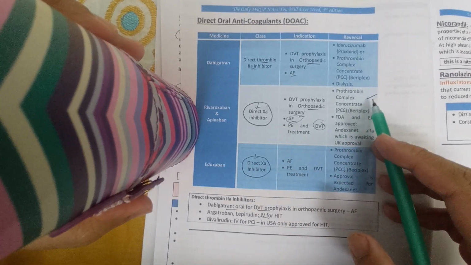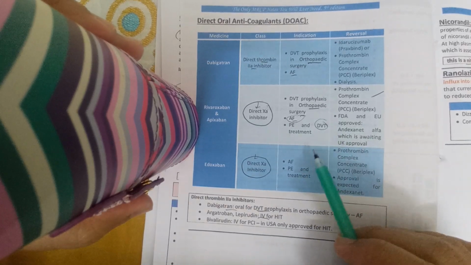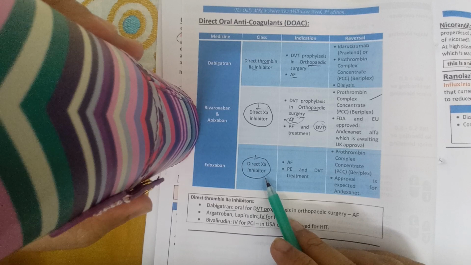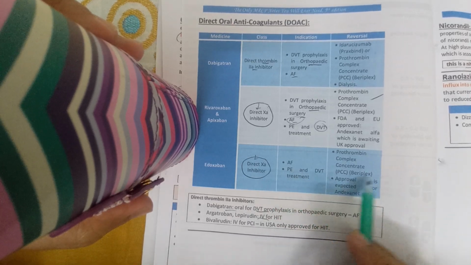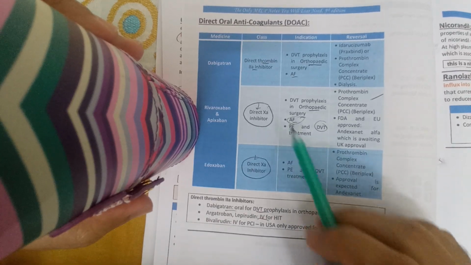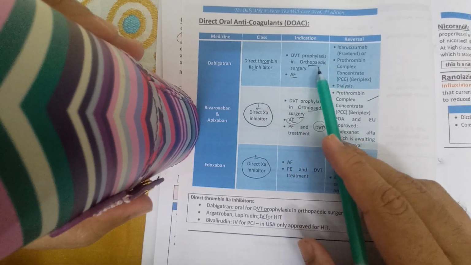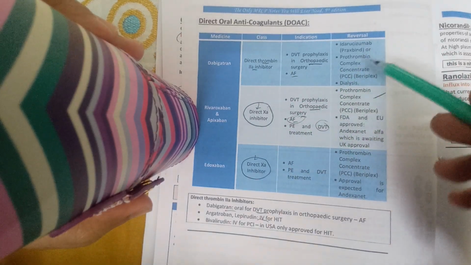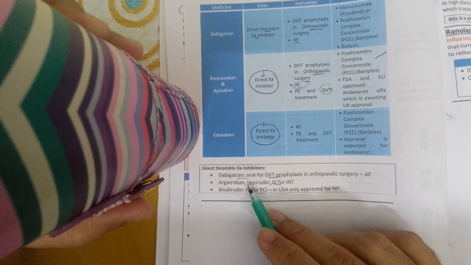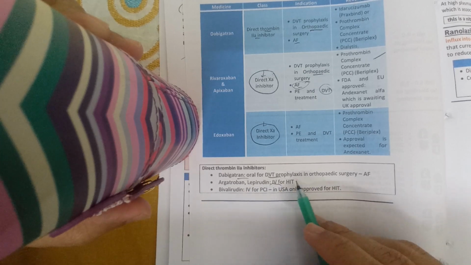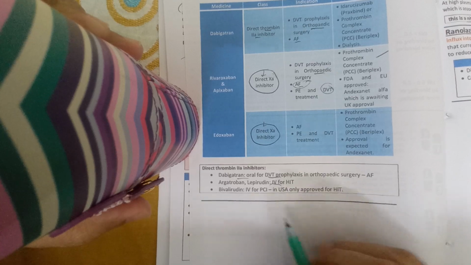The reversal can be prothrombin complex concentrate or andexanet alfa. There is edoxaban as well, which is also a direct 10A inhibitor used in AF and pulmonary embolism, same as rivaroxaban. Dabigatran is a direct thrombin 2A inhibitor used in DVT prophylaxis in orthopedic surgery, AF. Reversal methods are given as well. So dabigatran, oral for DVT prophylaxis in orthopedic surgery. Argatroban, IV for HIT.